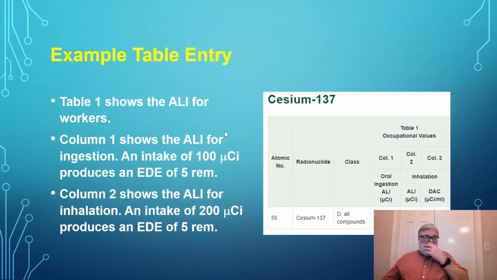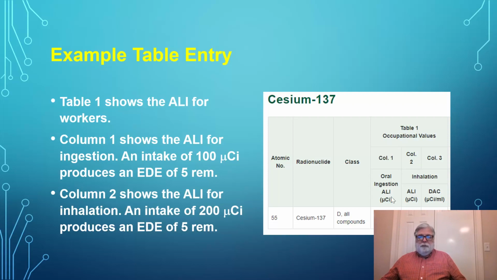Here's an example using cesium-137. And this class shows the ALI for cesium-137. For column 1, this is the limits for workers. This is the ALI for oral ingestion. So 1E2 is 100, so if a worker has an intake of 100 microcuries, that would be equivalent to a committed effective dose equivalent of 5 rem.